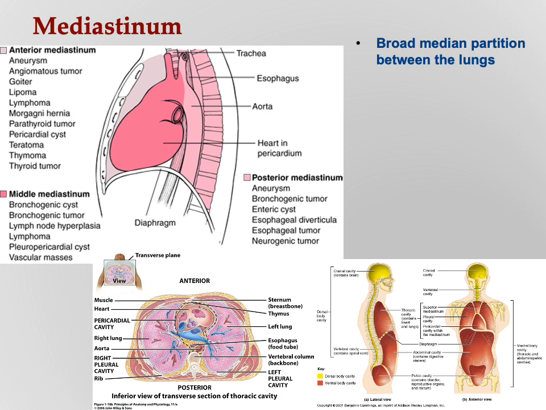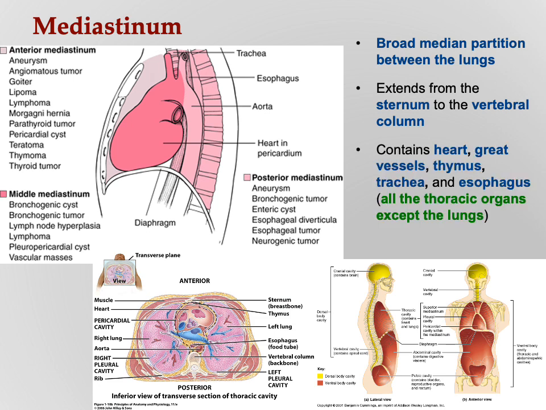So, a broad median partition between the lungs extends from the sternum to the vertebral column. It contains your heart, which again is enclosed in its own special little bag called the pericardial cavity. The great vessels include the largest artery in your body, your aorta, and the largest veins, your vena cava. The thymus, which is a gland right above the sternum, your trachea, your windpipe, your esophagus, the tube that the food goes down. So in other words, all the thoracic organs except your lungs are contained within the mediastinum. All right? So nothing special there, just that middle cavity within the thoracic cavity.